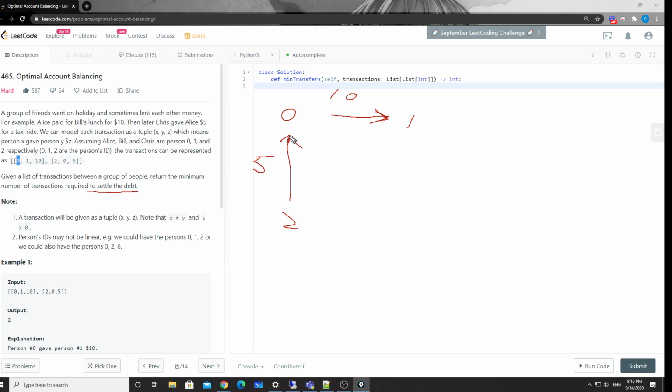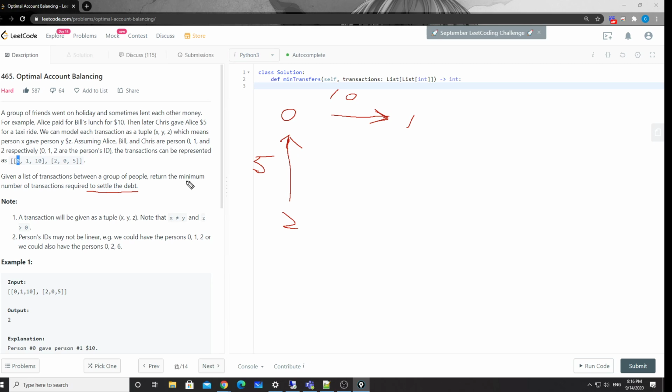What it turned out to be is that we just need to use DFS with backtracking. Basically, we try all the possible settlements, and among all the possible settlements, we return the minimum one. Every time we make a settlement between two persons, we increase the transaction count by one. Among all of those settlements, we return the minimum one. That's the DFS solution.